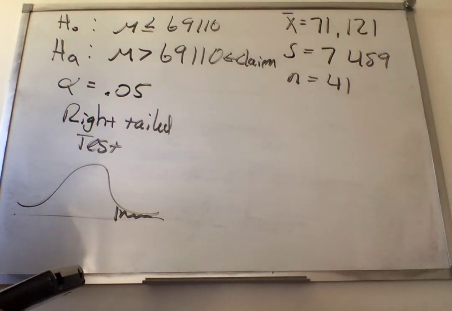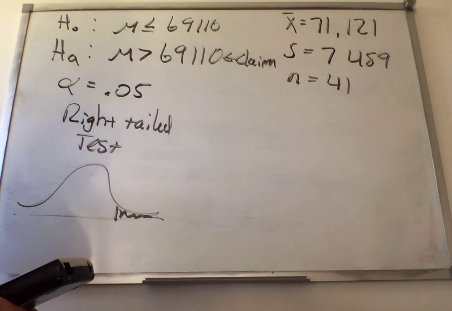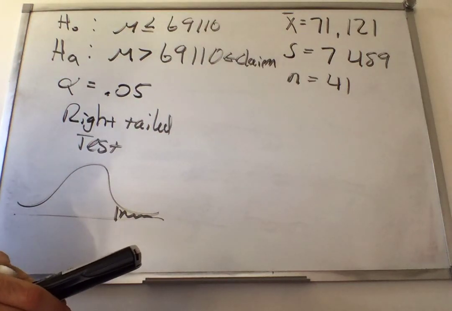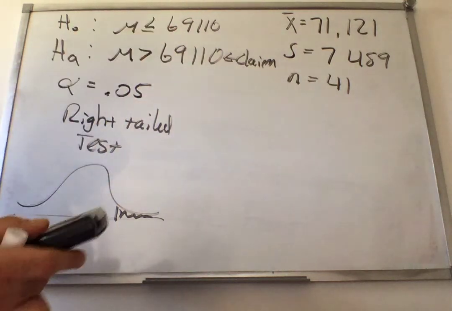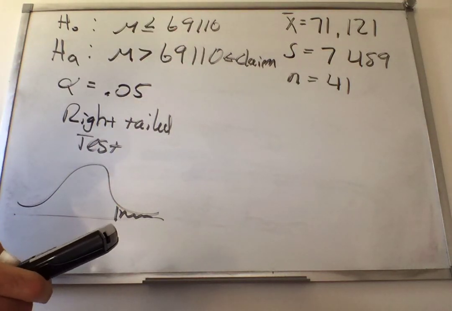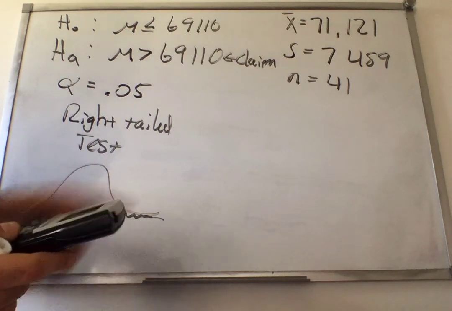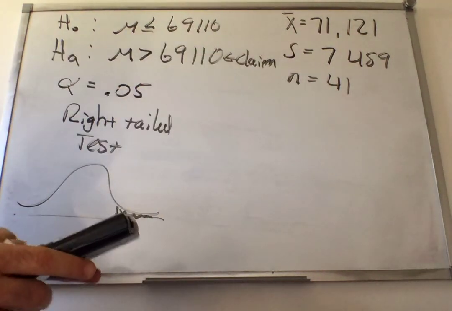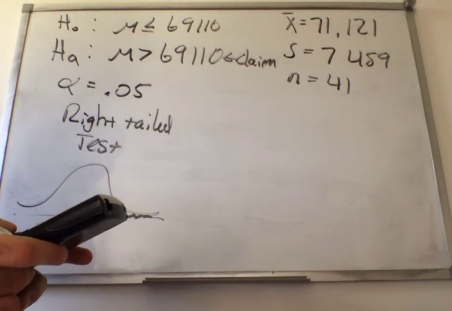Now hit stat, click right twice to go to your tests. Go down to number 2, it's t-test. Go to statistics and type in your data. So X bar up here is 71,121. Mu naught comes first. 69,110. Now X bar is 71,121. Sample standard deviation is 7,489. Our N is 41. And it is a right-tailed test.